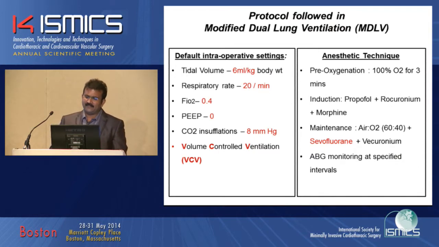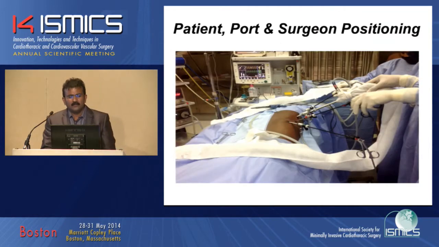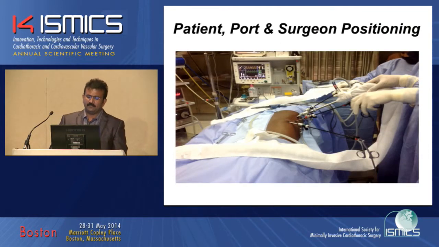The anesthetic remains standard GA with thoracic epidural for post-op pain relief. For monitoring, we do ABG monitoring at specified intervals along with conventional monitoring. This is our protocol. In this picture, you can see the patient is in prone position with right arm abducted and elbow flexed at 90 degrees. The surgeon stands on the right side of the patient and the monitor on the left side. The anesthesia monitor is at the head end of the patient.